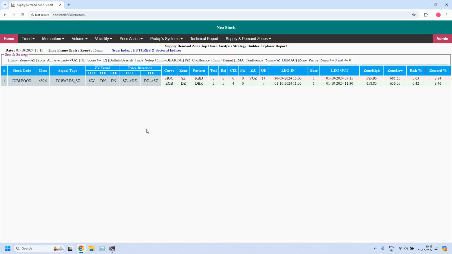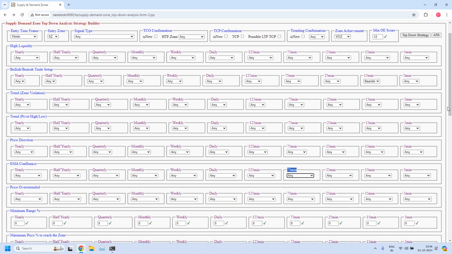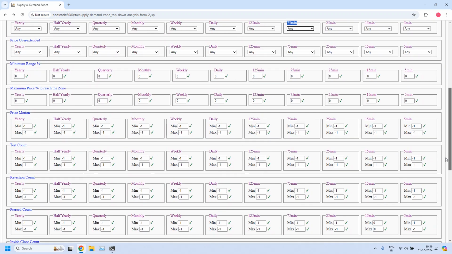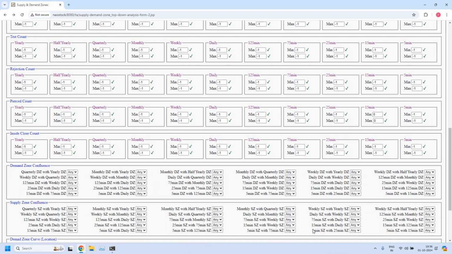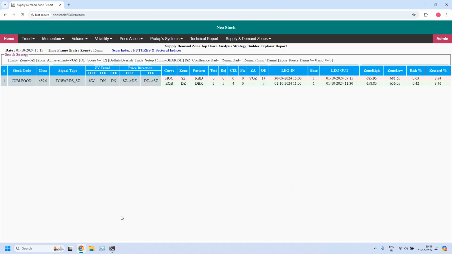Okay, next let us look for LTF, ITF, HTF confluence. Let's remove this filter. In LTF, ITF, HTF confluence, in the supply zone confluence, 2 more filters we need to add. Already 15 minute supply with 75 minute supply confluence is enabled. Next 15 minute supply zone with daily supply zone confluence I am enabling, and also 75 minute supply zone with daily supply zone confluence also I am enabling. With all the 3 LTF, ITF, HTF confluence, we got only 1 stock.